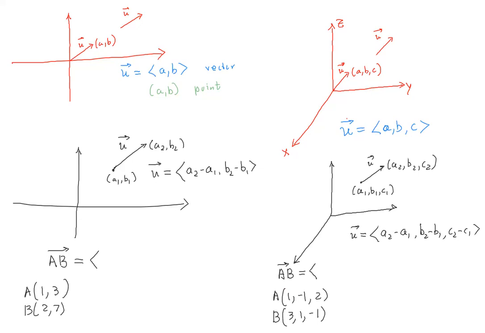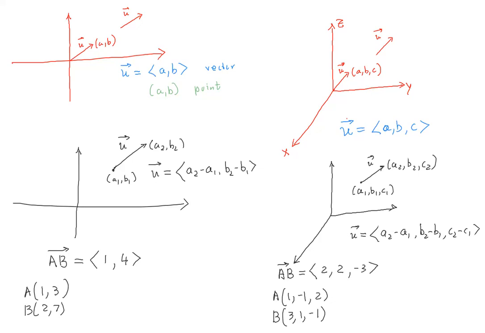Please pause the recording, find the coordinates, and then check your answers with what I'm going to do. I'm going to give you a couple of seconds. We're going to have 2 minus 1 for the first coordinate, that gives you 1. And for the second coordinate, we will have 7 minus 3, which is 4. So the first vector is going to be 1, 4. And for the second vector, we have 3 minus 1, which is 2 for the first coordinate. 1 minus negative 1, that's again 2 in the second coordinate. And negative 1 minus 2, which is negative 3 for the third coordinate.